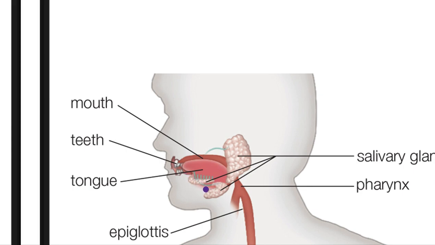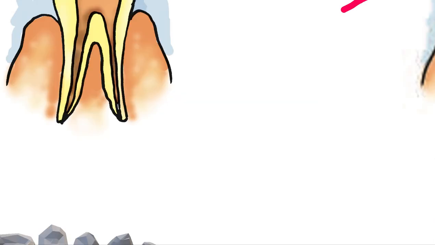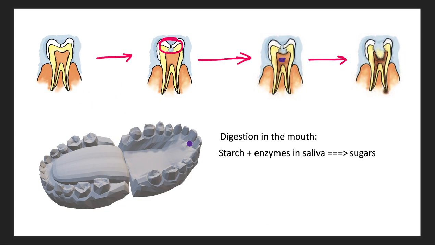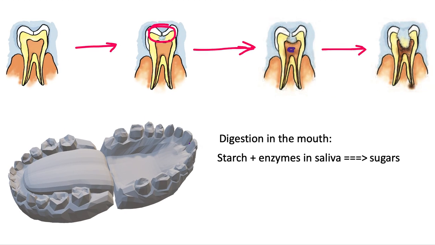There are three sets of salivary glands. So they produce saliva and push it inside the mouth. So this is the mouth, the buccal cavity, and the saliva that is produced is sent inside the mouth. So now what the saliva does is it helps to mix the food, so that the enzymes in it can act.